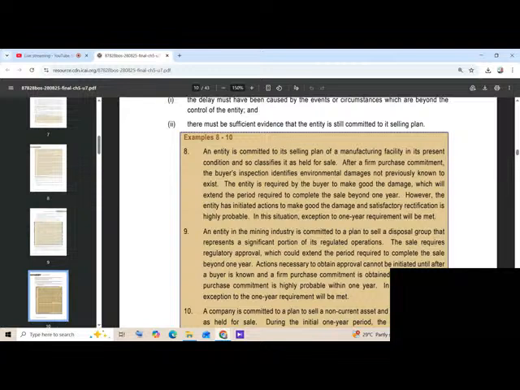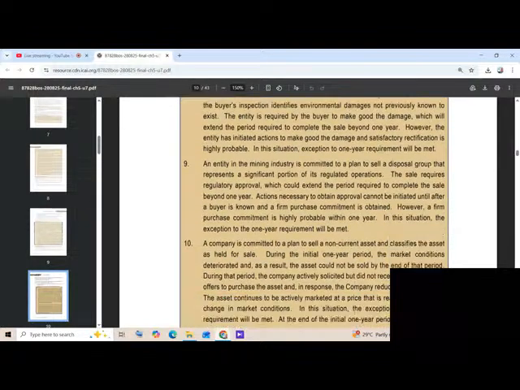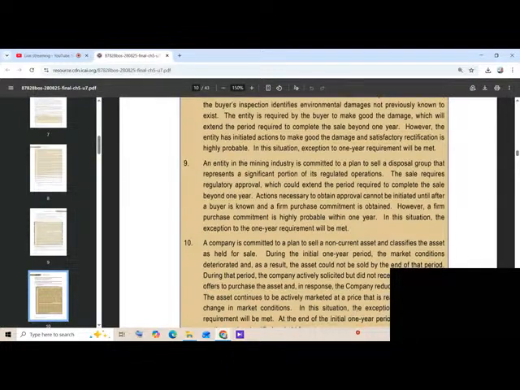Example 9. An entity in the mining industry is committed to a plan to sell a disposal group that represents a significant portion of its regulated operations. The sale requires regulatory approval, which could extend the period required to complete the sale beyond 1 year. Actions necessary to obtain approval cannot be initiated until after the buyer is known and a firm purchase commitment is obtained. However, a firm purchase commitment is highly probable within 1 year. In this situation, the exception to the 1 year requirement will be met.